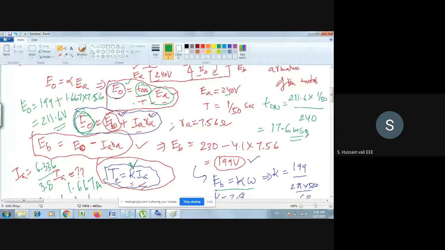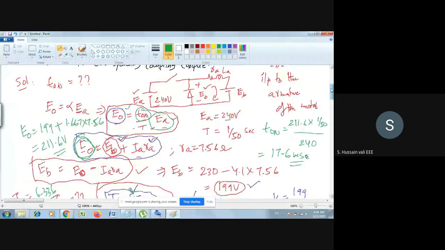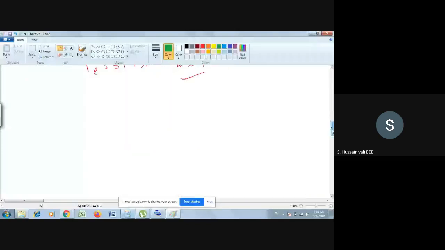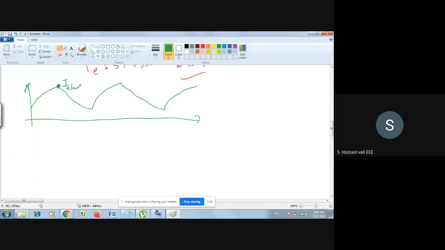Always we start with the question. Then what is the next question now? The next question is whether IA is continuous for the condition of part A. So we have to check whether it is continuous or not. Recall the waveform from the last class for IA in continuous conduction. This value we take as IA max, and this value I will take as IA minimum.